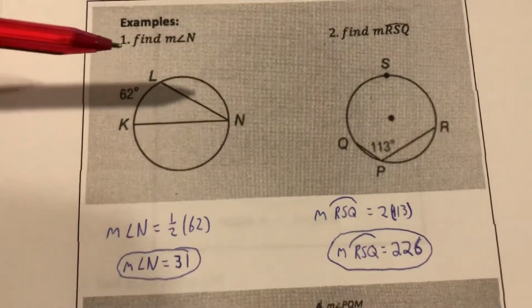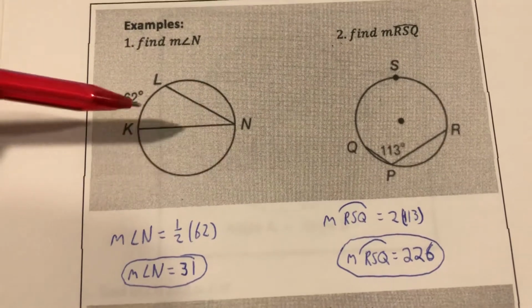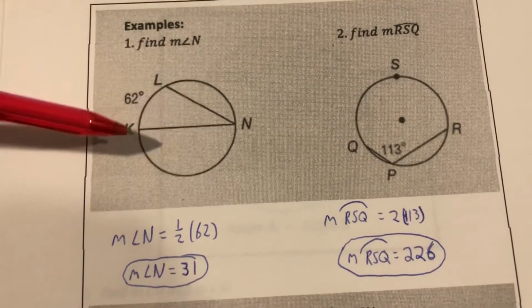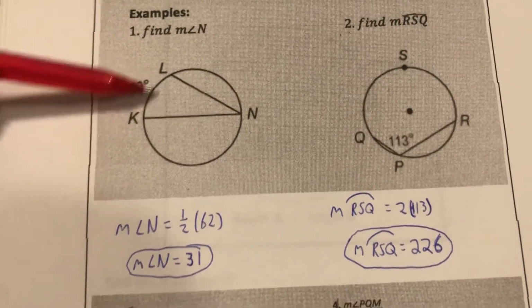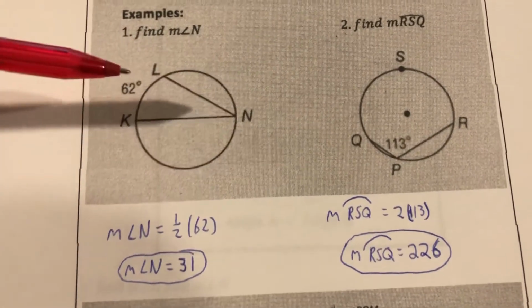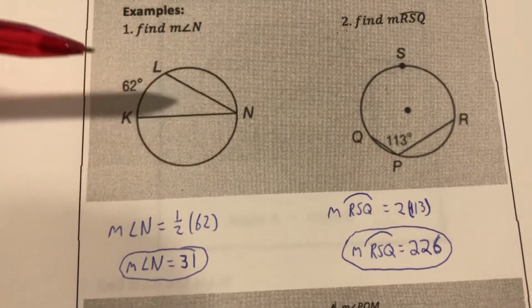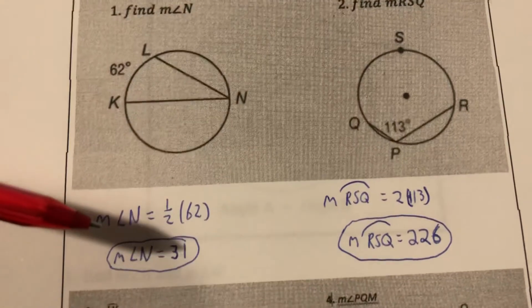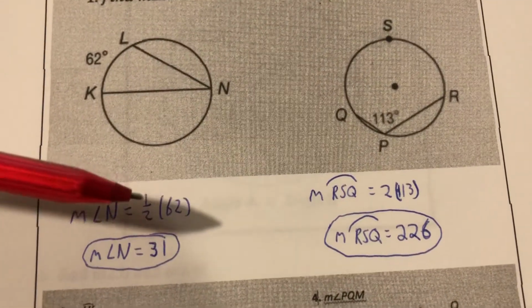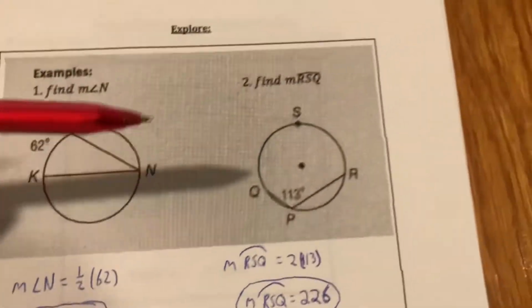Taking a look at number one, we're trying to find the measure of angle N. We look at the intercepted arc there. We have KL. They gave us that is 62. Now the angle is going to be 1/2 the measure of the intercepted arc. So the inscribed angle here, angle N, is going to be 1/2 of 62, which is 31.